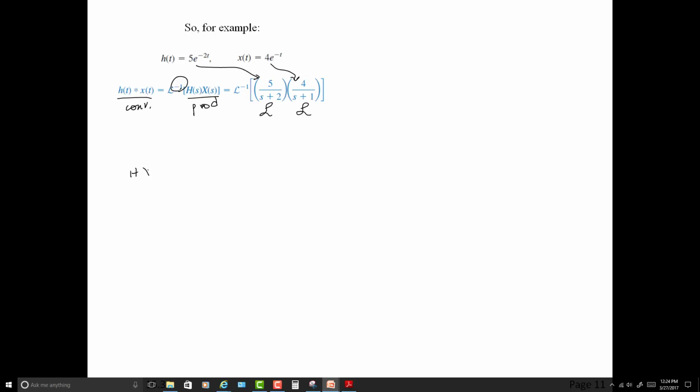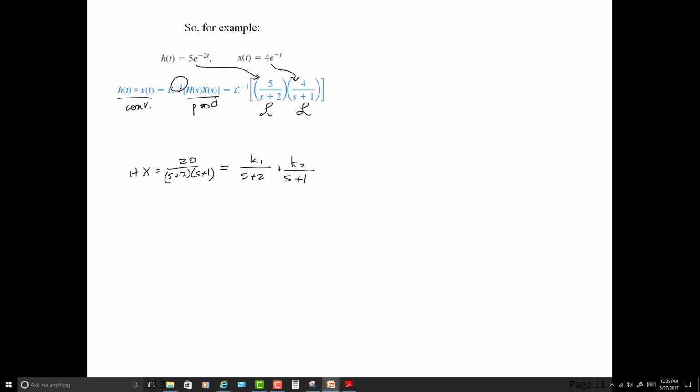H of s is equal to 20 over s plus 2 times s plus 1, right? And we know, or we were told from partial fraction expansion, this should be k1 over s plus 2 plus k2 over s plus 1. Okay, but now it's time to really do this. So the first thing was what?